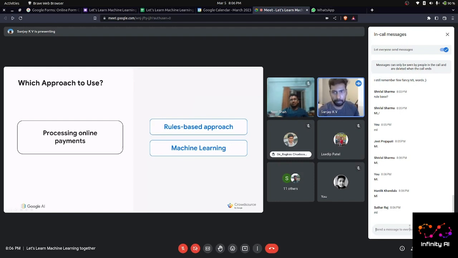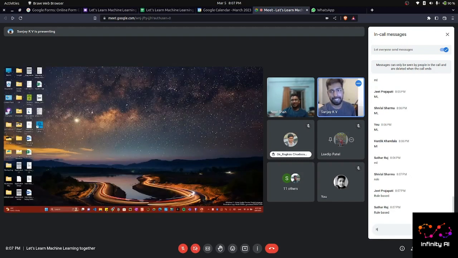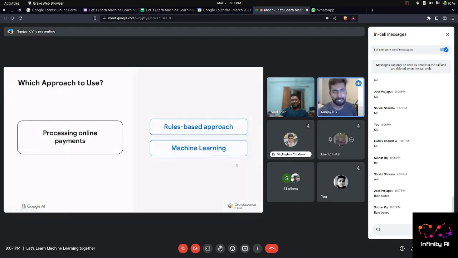Now this is a pretty tricky one. I definitely want to know your comments on this: processing online payments, rule based approach or machine learning? I have seen most people make the wrong choice over here. It's a pretty tricky one. What happens here is most people think it's a machine learning one, but the answer is rule based.